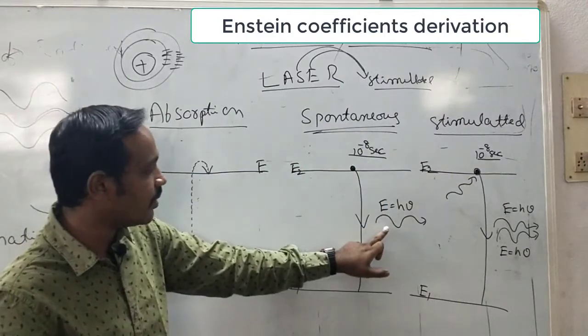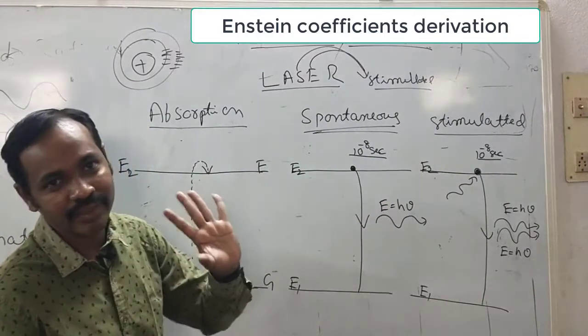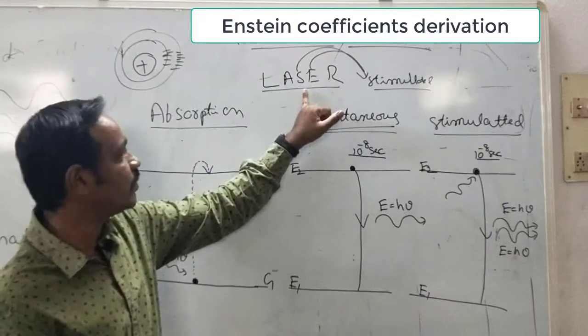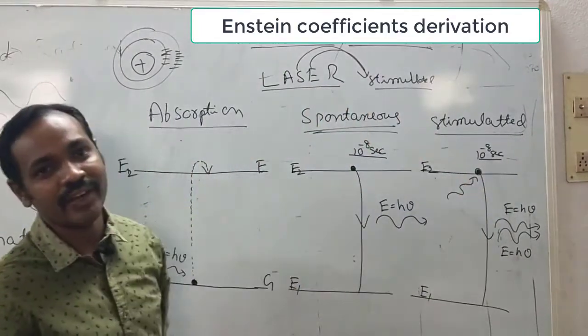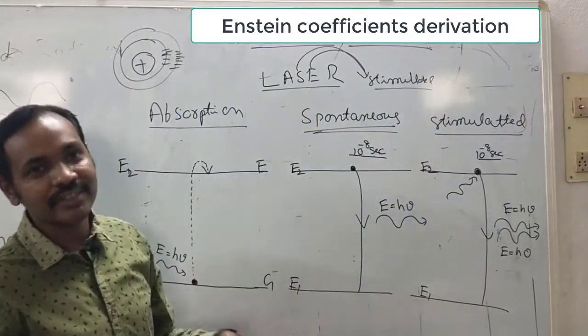In spontaneous emission, how many photons are emitted? Only a single photon is emitted. It is in the form of waste. But in stimulated emission, two photons are combined. So that is useful for the laser operation.